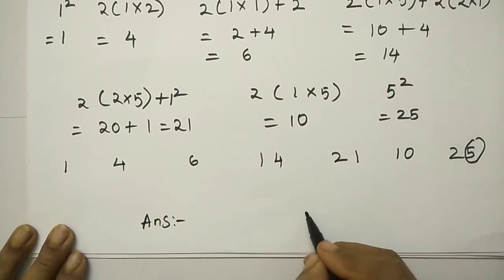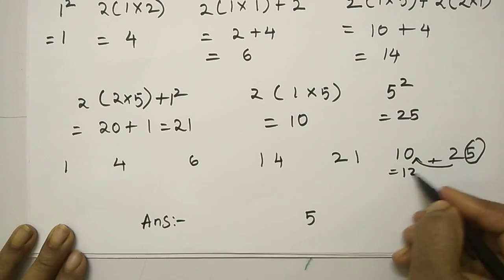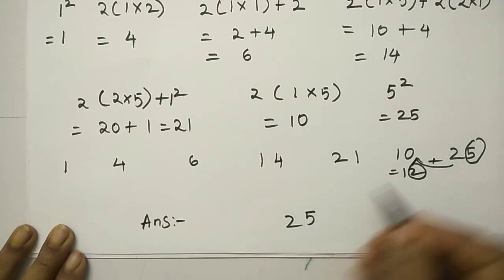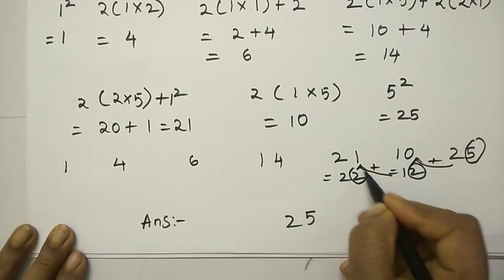First I will write here 5. Carry this 2 here. You will get 12. Write down here 2. Carry this 1 here. You will get 22. Write down here 2.